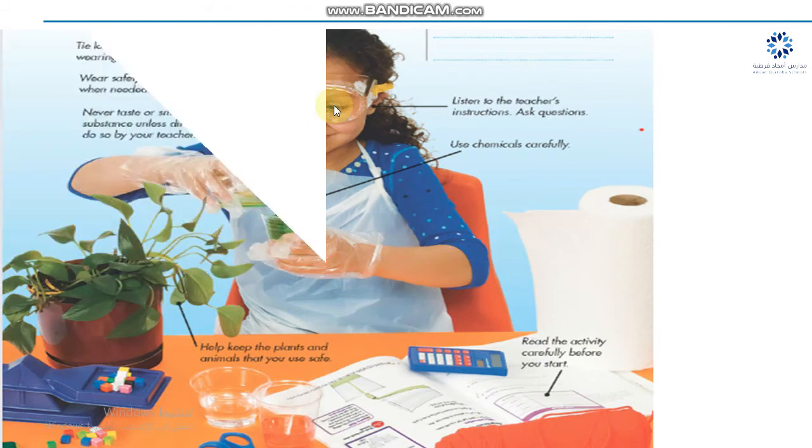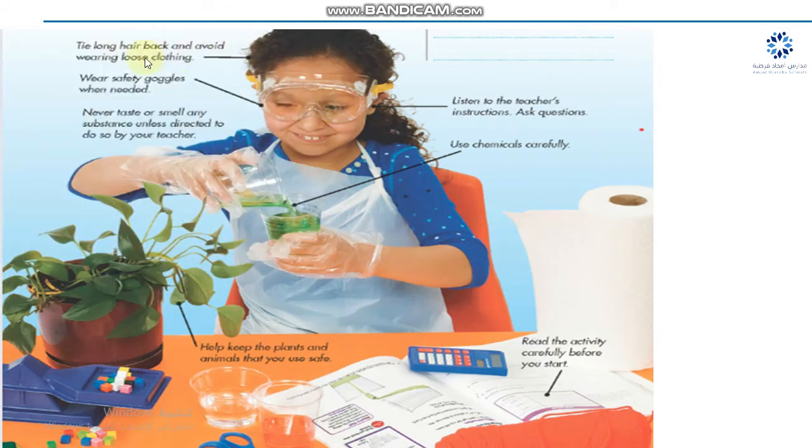Follow these safety rules. Number one, tie back long hair and avoid wearing loose clothes. Number two, wear safety glasses when needed. Number three, never taste or smell any substance unless directed to do so by your teacher. Number four, listen to the teacher's instructions and ask questions. Number five, use chemicals carefully. Number six, help keep the plants and animals that you use safe. Number seven, handle sharp items carefully. Number eight, read the activity carefully before you start.